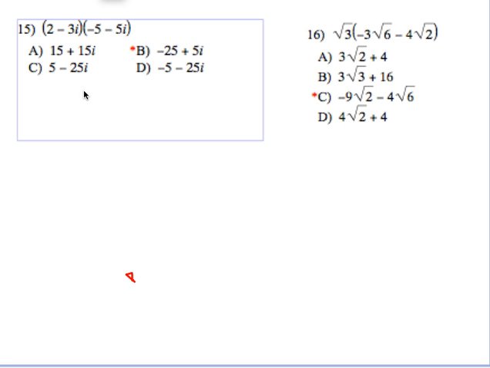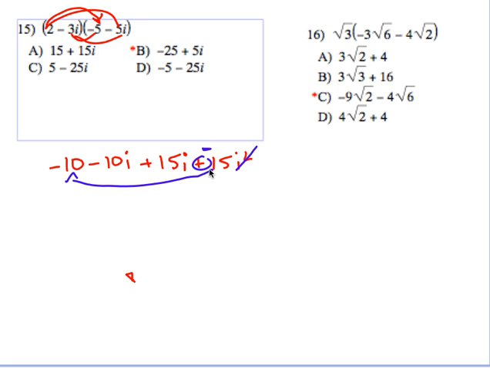For this problem, you were multiplying, so you had to remember to distribute. 2 times -5 is -10. 2 times -5i is -10i. 3i times -5 is a positive 15i. And -3i times -5i is positive 15i squared. You have to remember that i squared is equal to -1, which changes that. When you put these like terms together, that gives you -25. These like terms together give you positive 5i. And then you just have to look for the one that matches. So that's why it's B.